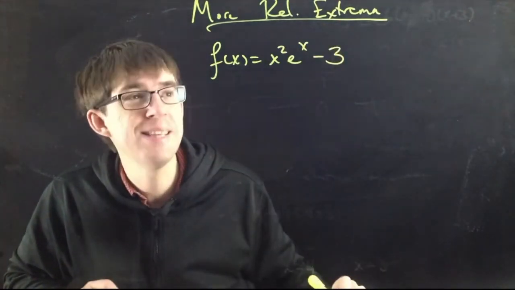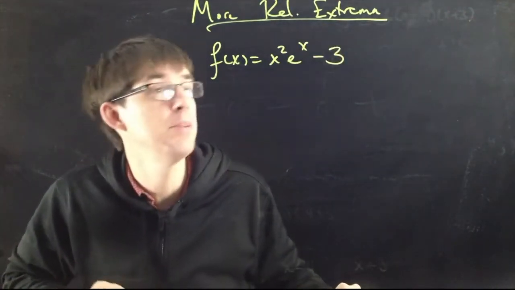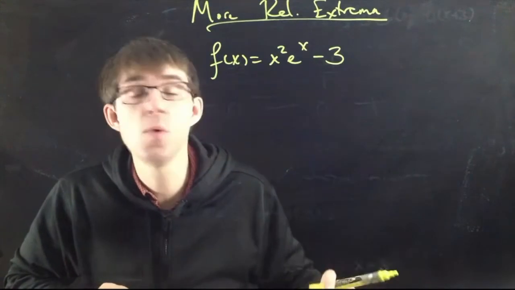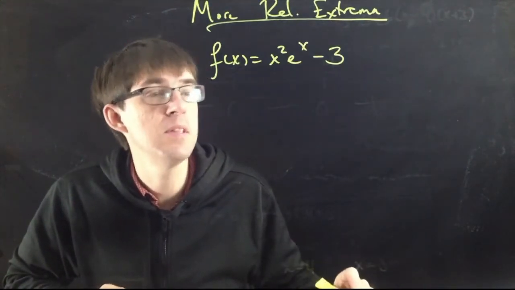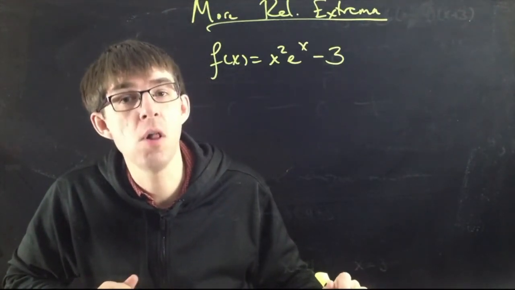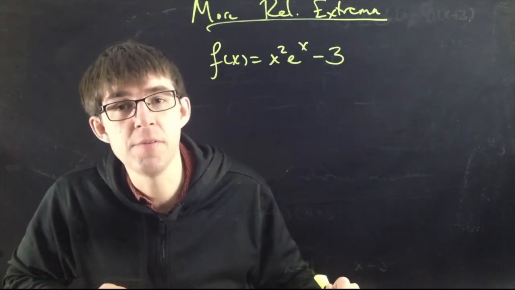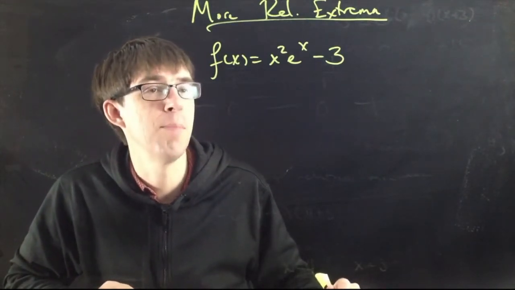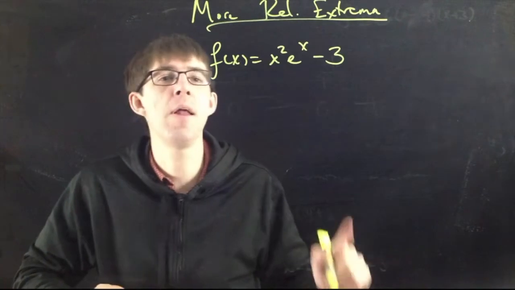All right, first example. We're just going to do 2 examples today, that's all. First one is x squared e to the x minus 3. Your job is to find all relative extrema, and for each one say if it's a minimum or a maximum. Find and identify.